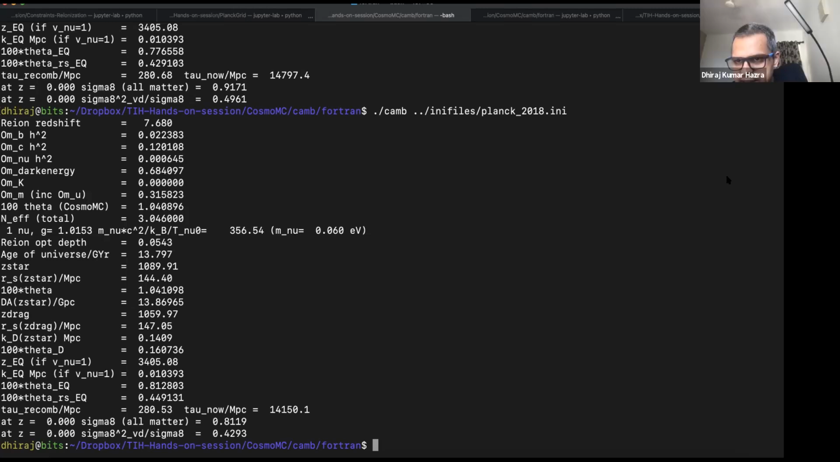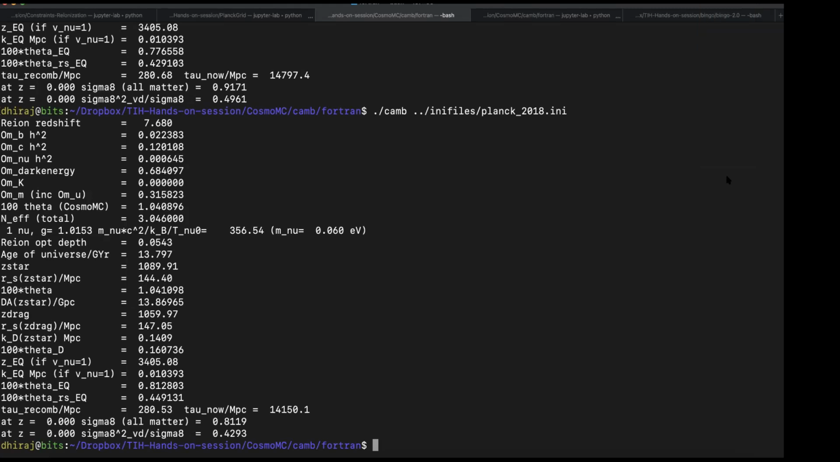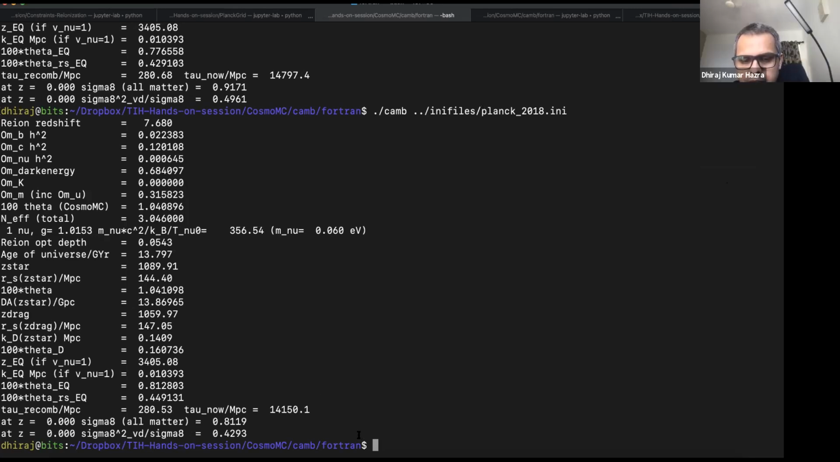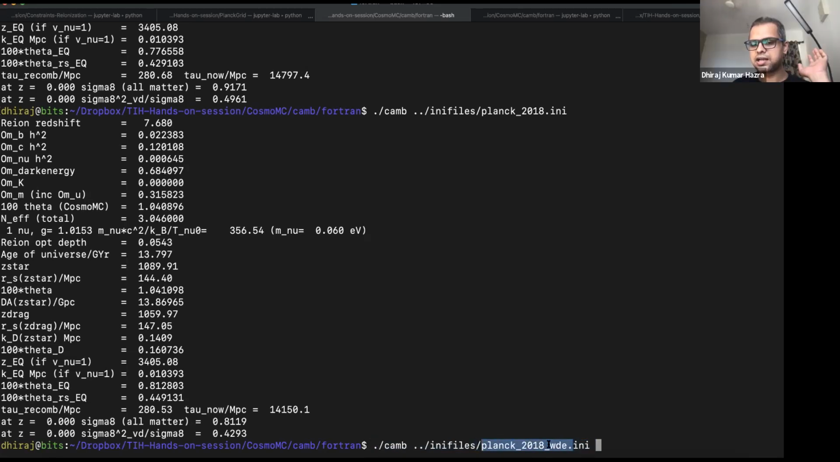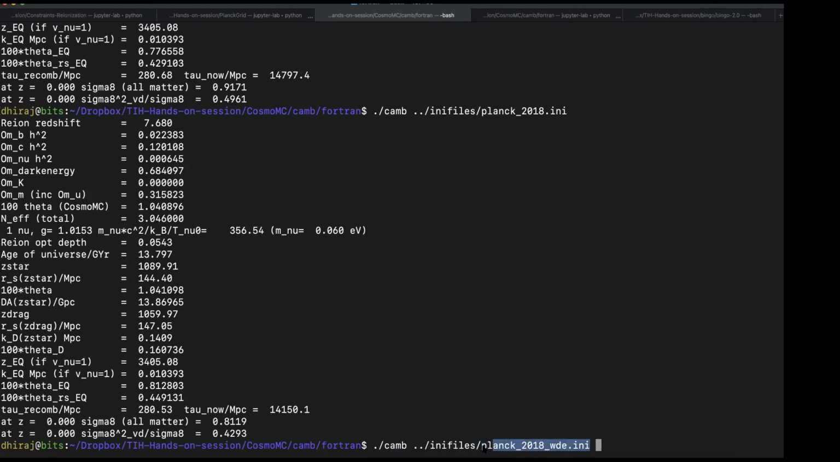Sir, the compiler is saying this WDE CL dot file not found. So why? I don't know. Okay. Then what did you do prior to that? How did you run that command? I've run all the commands. Okay. Check what is the output route in Planck_2018_WDE.ini. What is the output there?